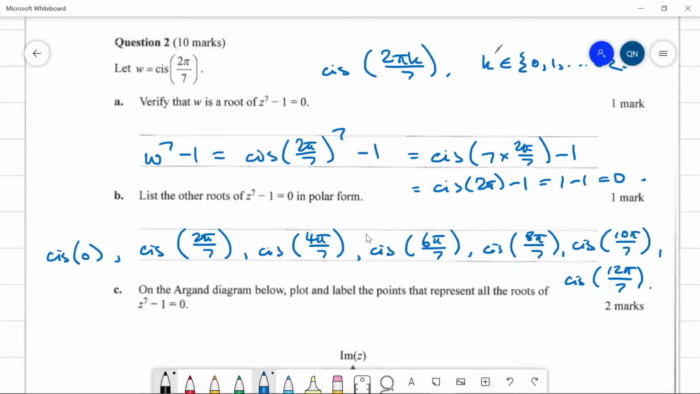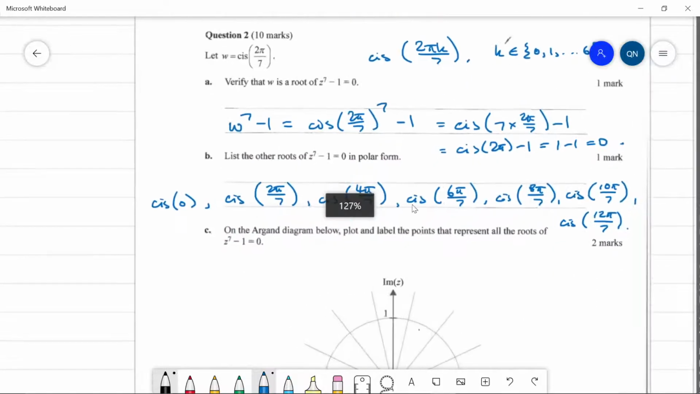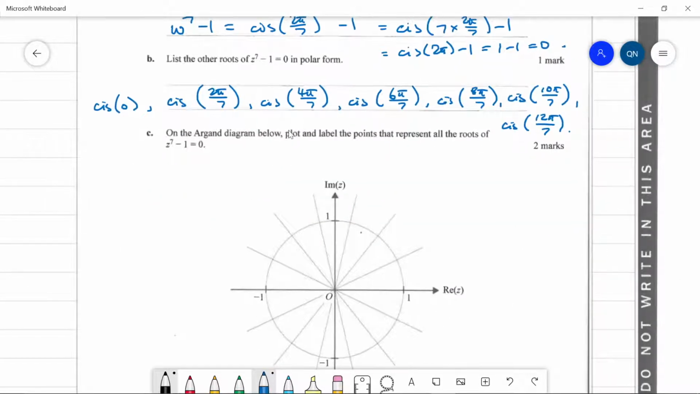Okay, that should be it there. Alright, so 1, 2, 3, 4, 5, 6, 7, 7 roots. On the Argand diagram below, plot and label the points that represent all the roots. So 2π/7 would be over here. Then we have 4π/7, 6π/7, 8π/7, 10π/7, and 12π/7, and then 0.